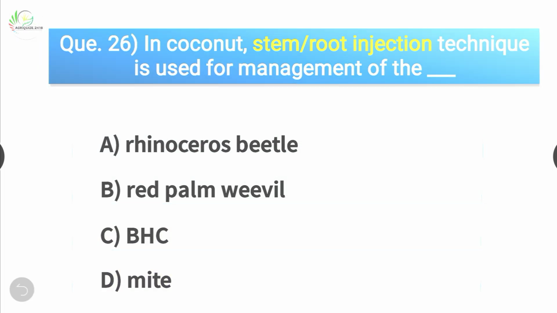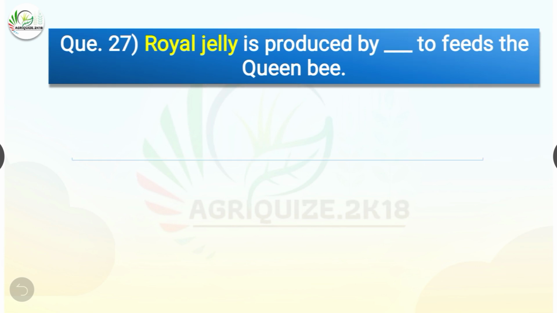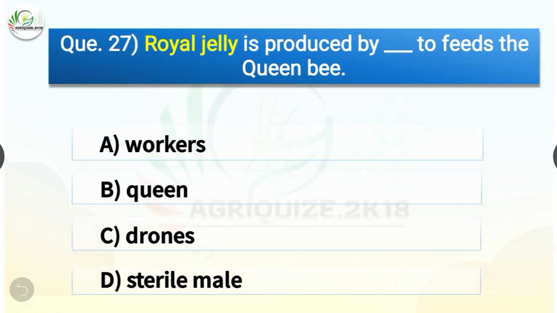Question number 27. Royal jelly is produced by dash to feed the queen bee. The options are workers, queen, drones or sterile male. The correct answer is option A, workers. So royal jelly is produced by workers to feed the queen bee.